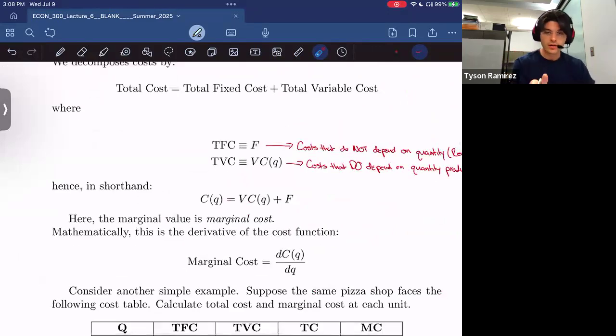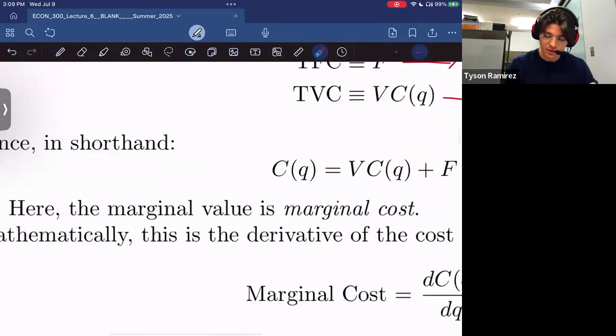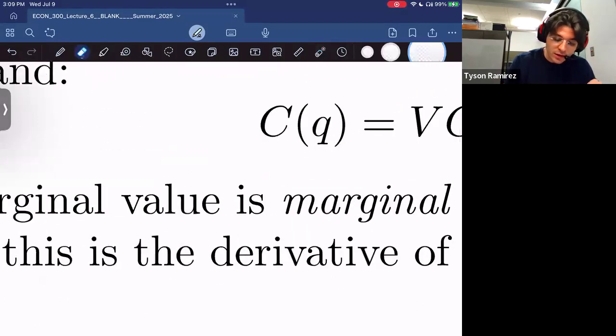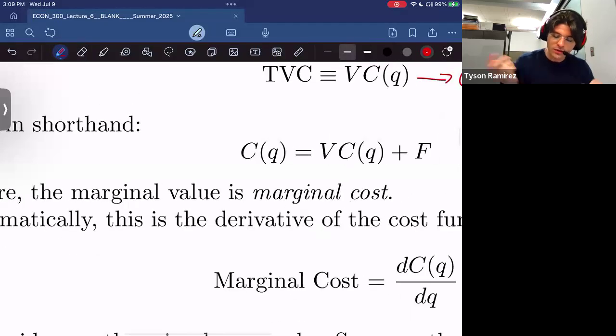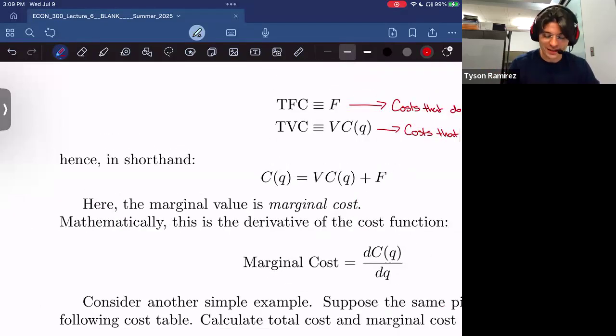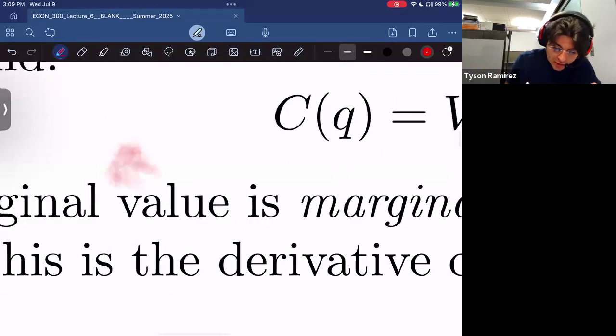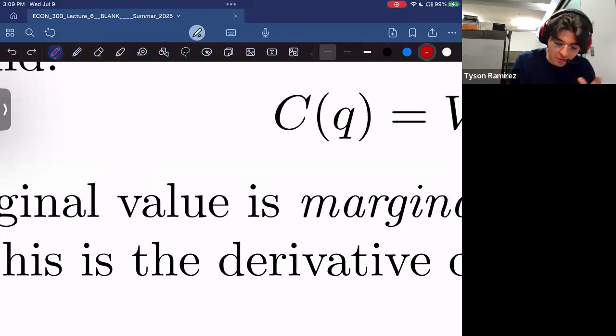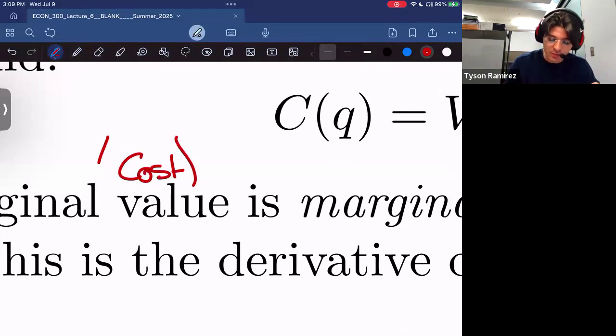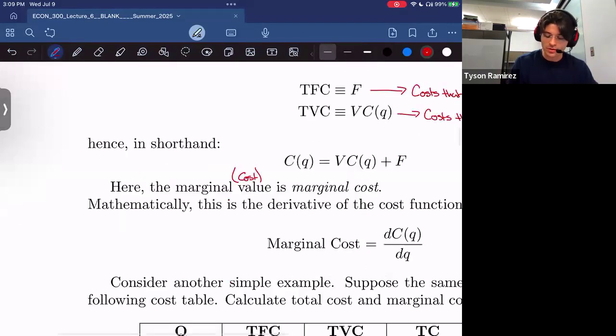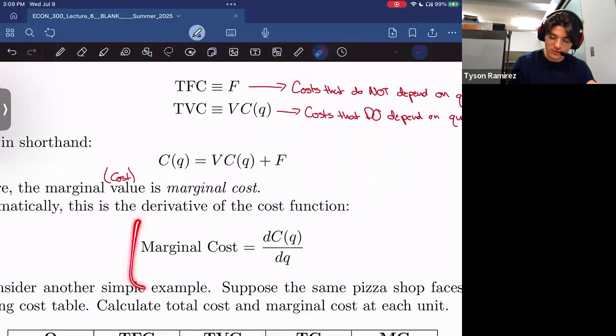Hence, the marginal cost is the derivative of the cost function. I'm sorry, excuse me, marginal cost, not marginal value. I will correct this in notes. I guess marginal value is fine, but it's a marginal cost. I just didn't want to repeat that the marginal cost is the marginal cost. But the number itself, the value of the cost, is just the marginal cost. It's just a derivative of the cost function.